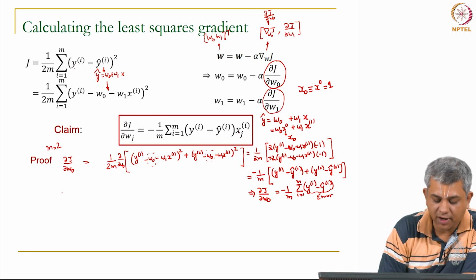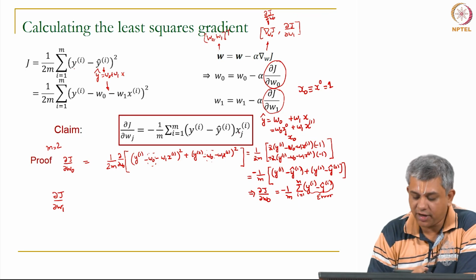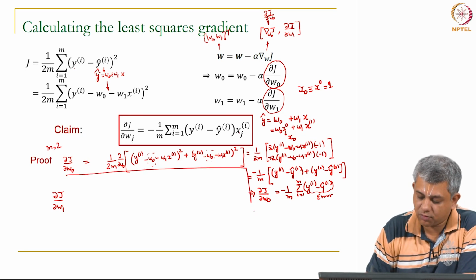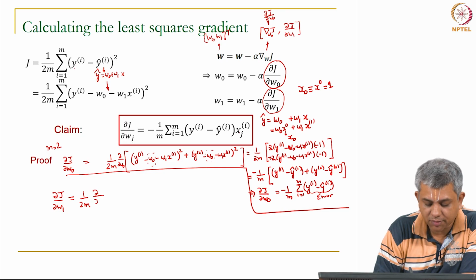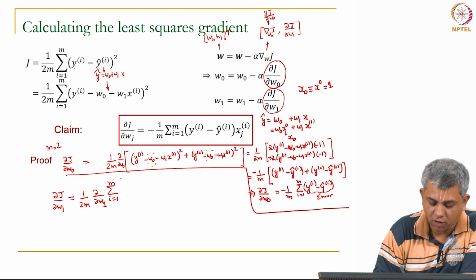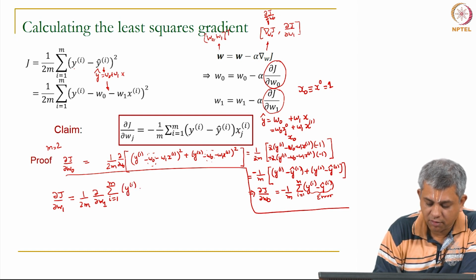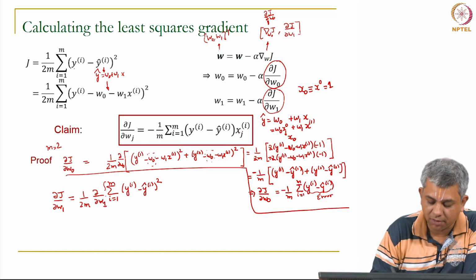Okay. Let us look at del J del w 1. I will derive this in a slightly different fashion, just to give you another tool in your tool set. 1 by 2m del by del w 1 of the sum over i equal to 1 to m of (y i minus y hat i) square. Let us deal with this in this form itself and see if we can do some algebra quickly.